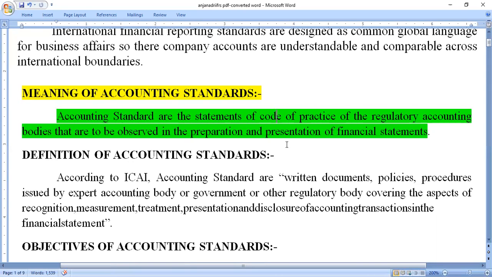This is what we call regulatory accounting bodies, to be observed in the preparation and presentation of financial statements. It means accounting standards are a statement of rules and regulations followed by the regulatory accounting bodies that are to be observed in the preparation and presentation of financial statements. They may be used in preparation of financial statements such as the income statement or position statement.